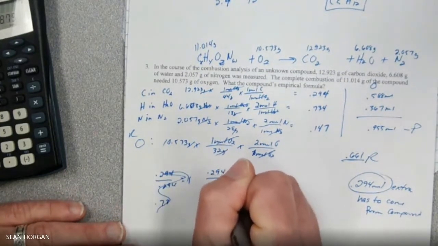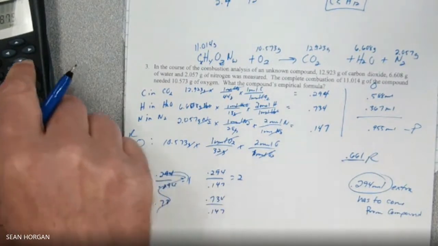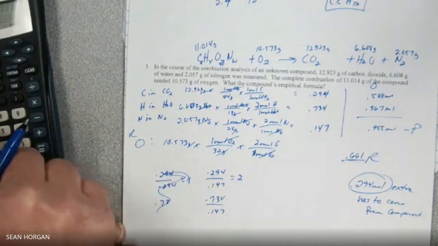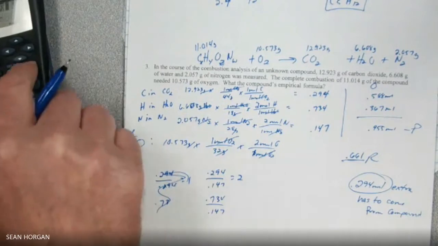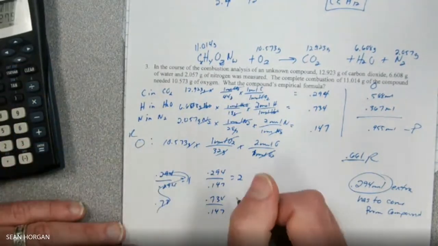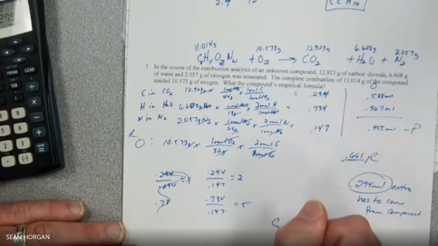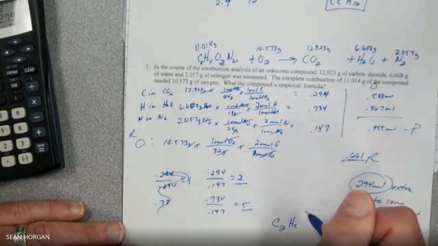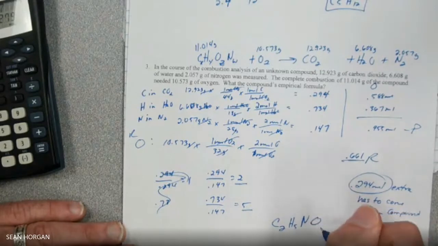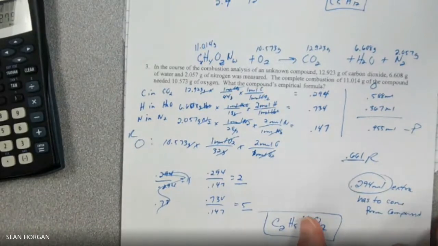0.294 divided by 0.147, which is 2. 0.734 divided by 0.147. I feel like it's 6, but what the heck, what do I have? Divided by 0.147 equals 5. And then that's the same as the first one. So we end up with C being 2, H being 5, N being 1, and O being 2. That's the empirical formula for number 3. All right, got 2 more to go if I can find them.